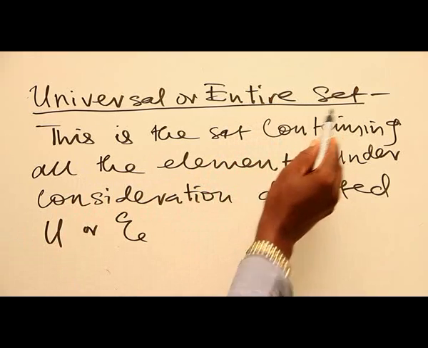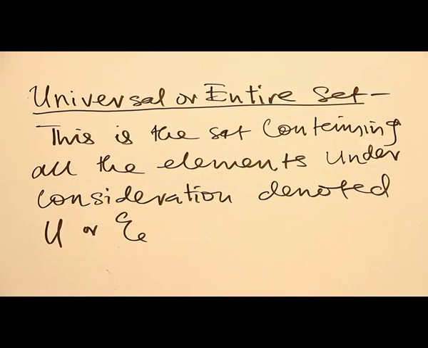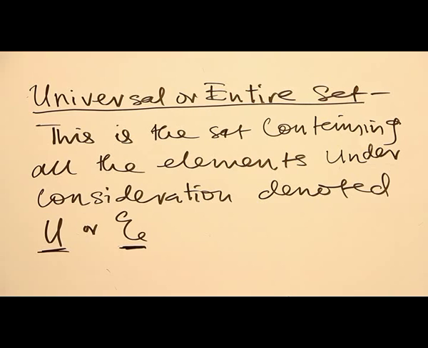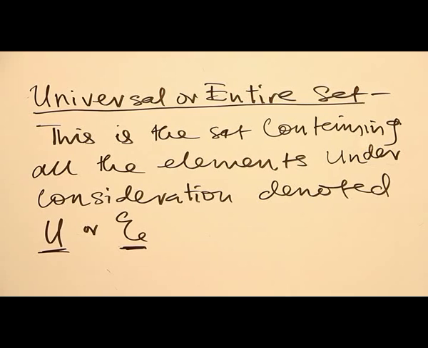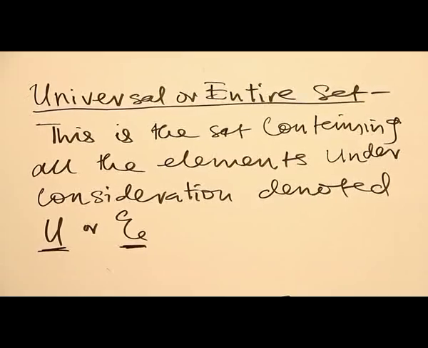Universal or entire set. This is the set containing all the elements under consideration, and is denoted by this symbol U or this symbol for entire set. Both are used interchangeably. If we are talking about a set of students in a school, any student in that school qualifies to be among that set. So the entire school becomes the universal set.